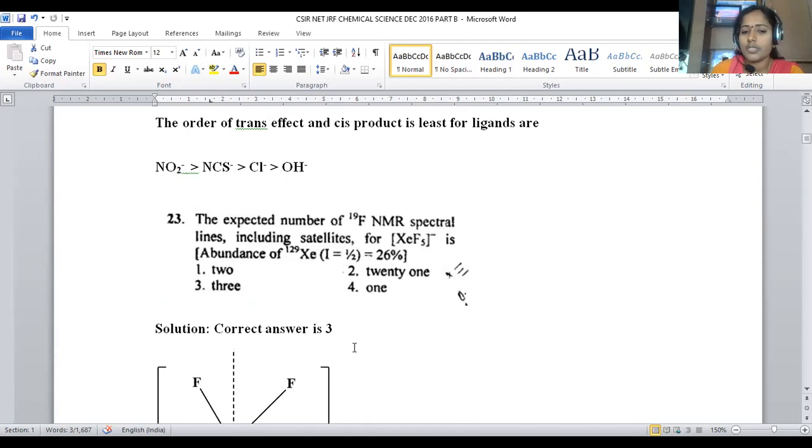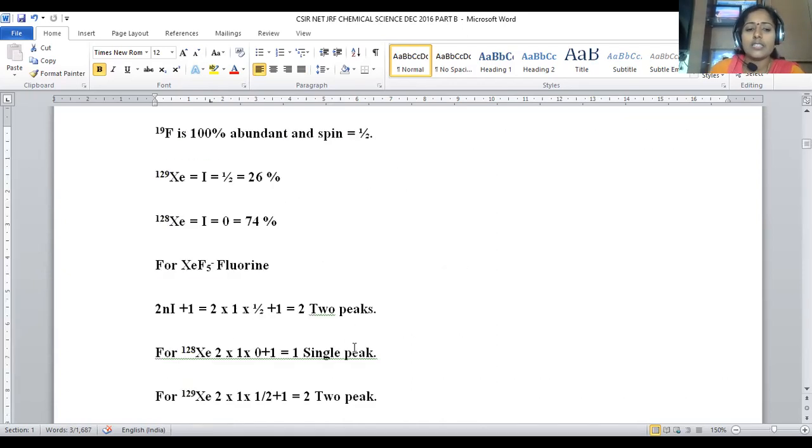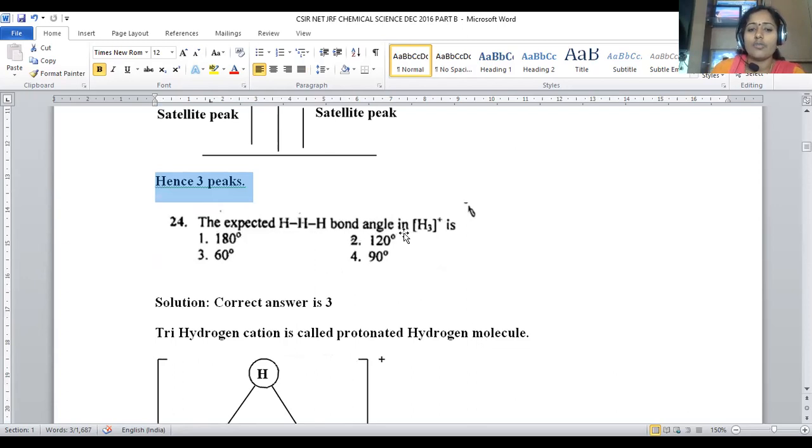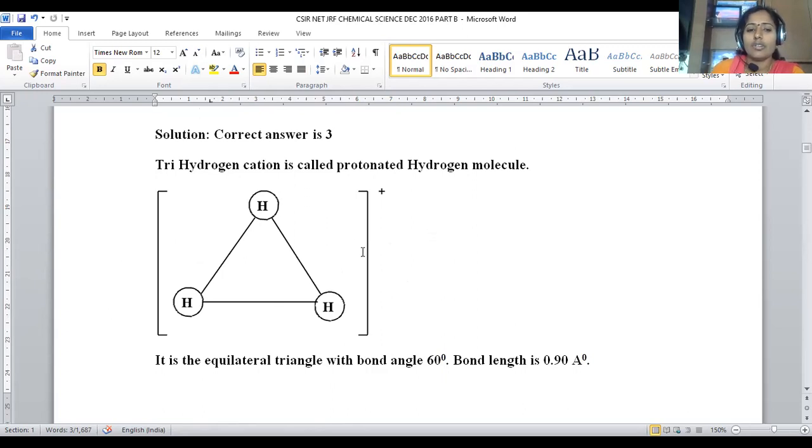For question number 23, option number 3 is the correct answer. Let us move on to question number 24. The expected hydrogen-hydrogen-hydrogen bond angle in H3 positive, the trihydrogen cation. Trihydrogen cation is also known as protonated hydrogen molecule.